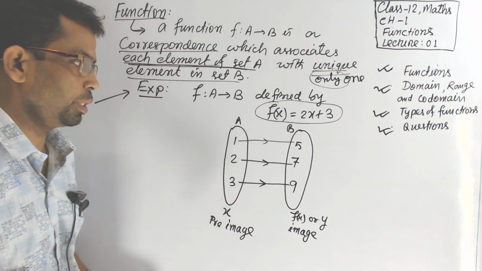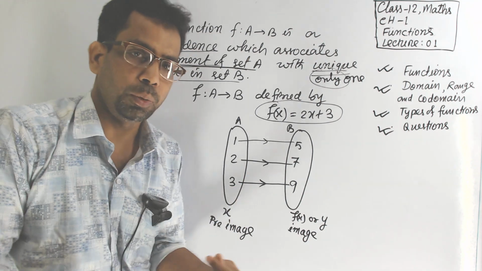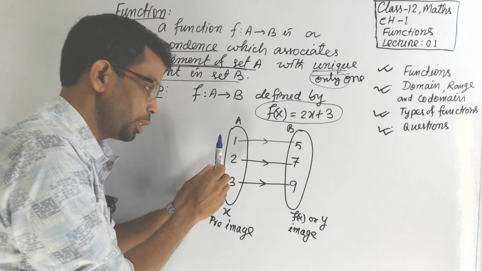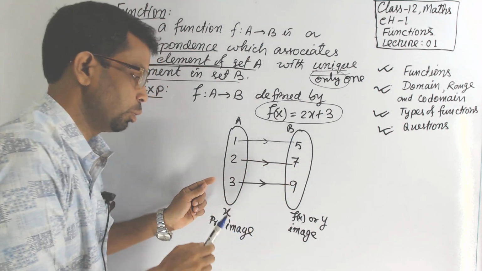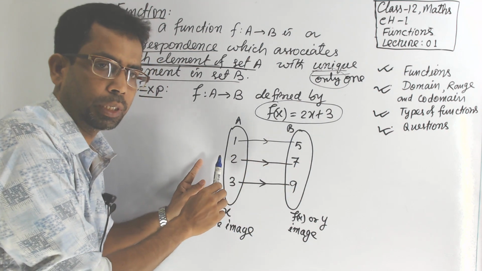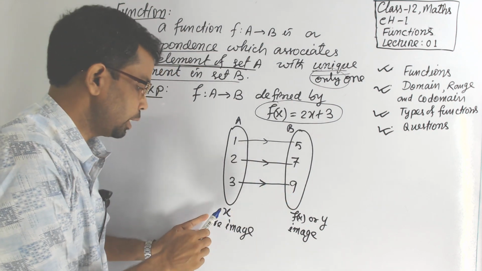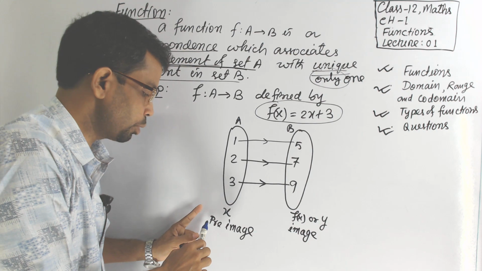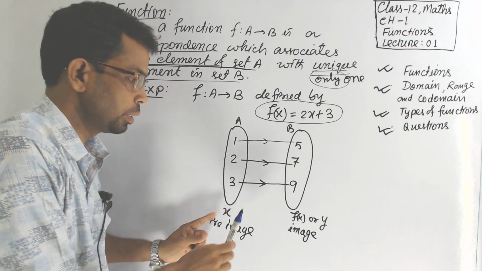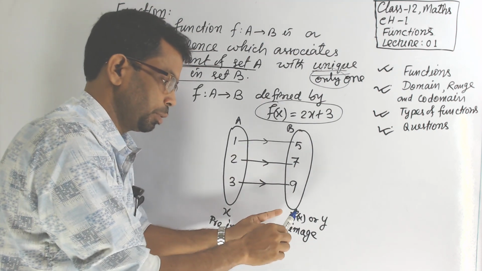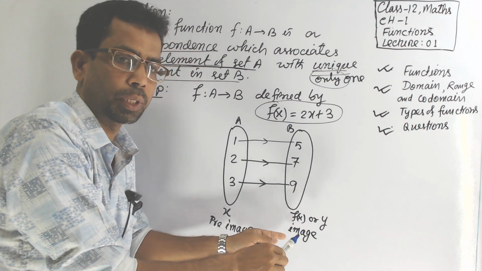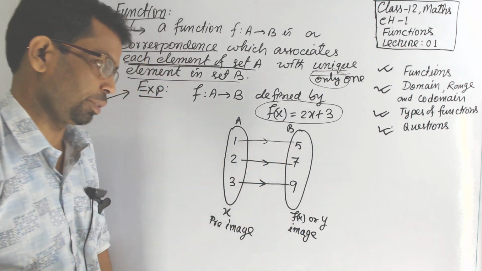So this is the basic idea about a function. What we understood is a function is a correspondence from one set to another set which associates each element of set A with a unique element in set B. Elements of set A are denoted by x, which are also called pre-images under the function, and elements in set B are denoted by f(x) or y, and which are called the images under the function.